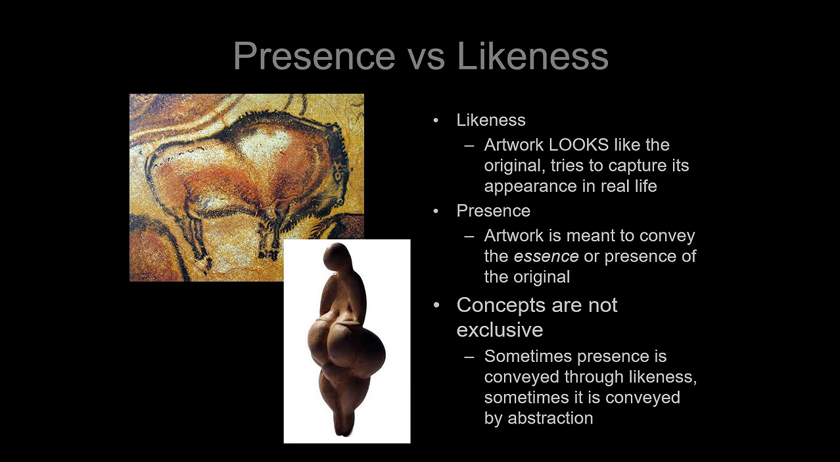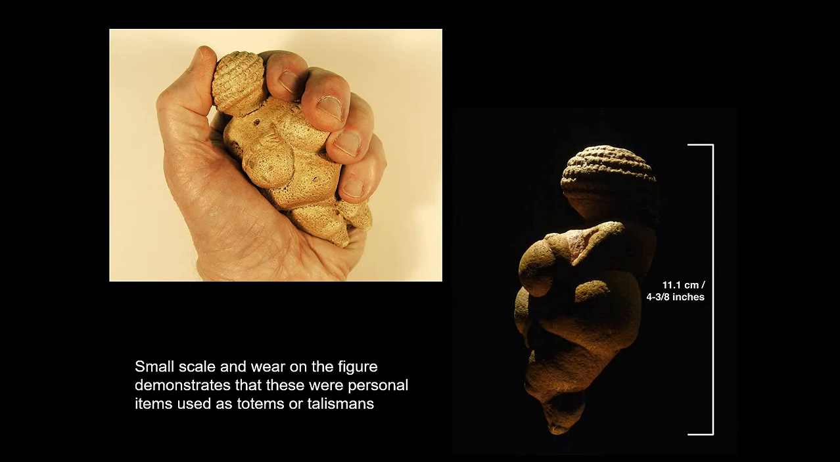And that brings us back into the question of, okay, so if they're using likeness to try and capture the presence or the essence of the bison, why are they using abstraction in the depiction of the human form? And I think this gets back to this idea of them being personal totems or talismans.